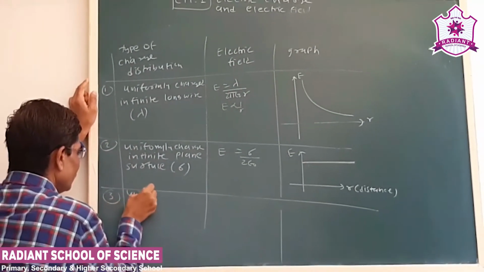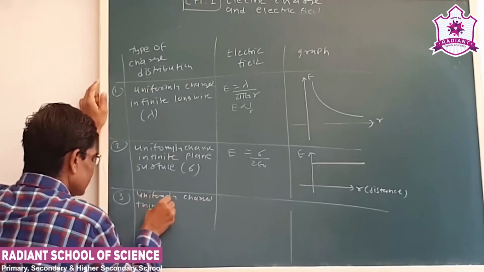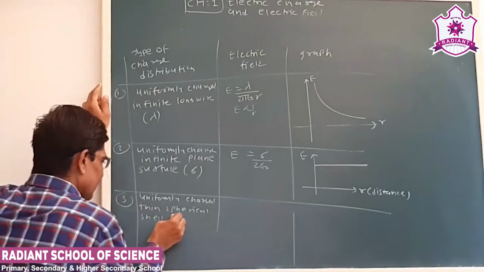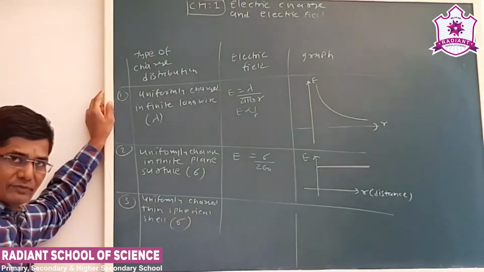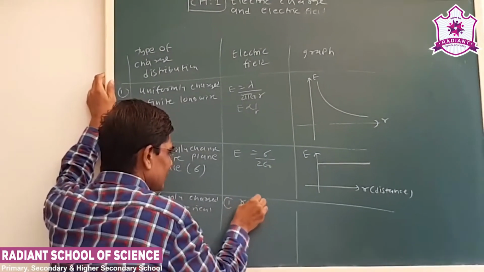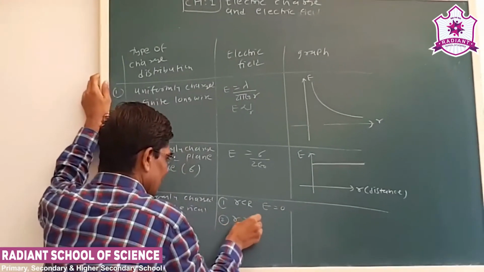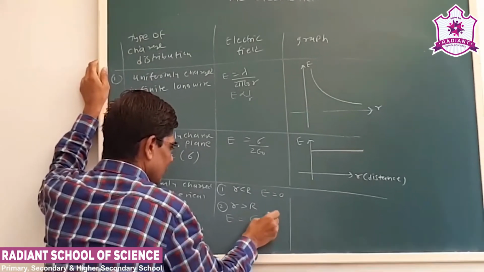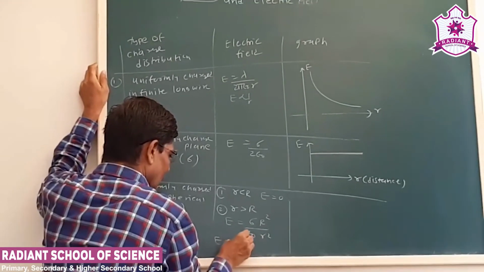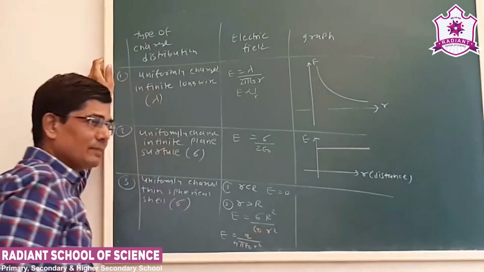Now third, a uniformly charged spherical shell. Here also we have a surface charge density. Now here there were two cases: R less than capital R, electric field is zero, and R greater than capital R, E is equal to sigma R square upon epsilon 0 r square, or E is equal to Q upon 4 pi epsilon 0 r square.